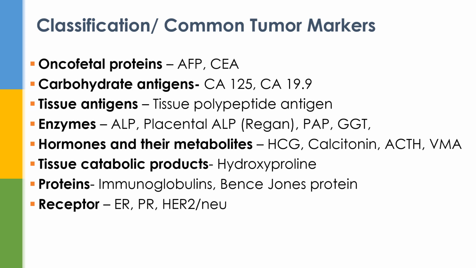Tissue catabolic products also can act as tumor markers. A best example we have is hydroxyproline. Many proteins act as tumor markers, for example immunoglobulins and Bence-Jones proteins, which are elevated in multiple myeloma. Receptors can also be tumor markers, for example estrogen receptor and progesterone receptors, very common in breast cancer. HER2/neu receptors are nowadays also acting as tumor markers. Let us see one by one.